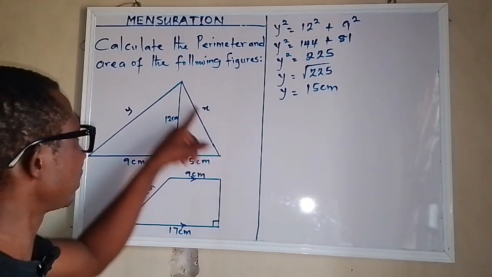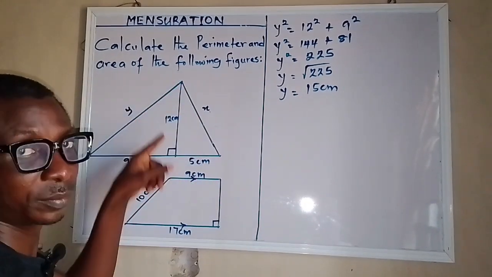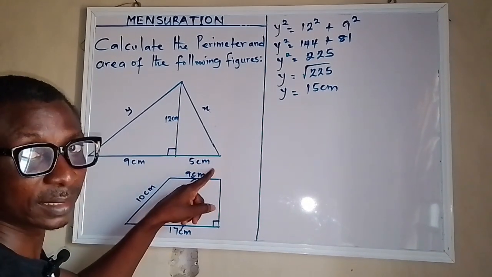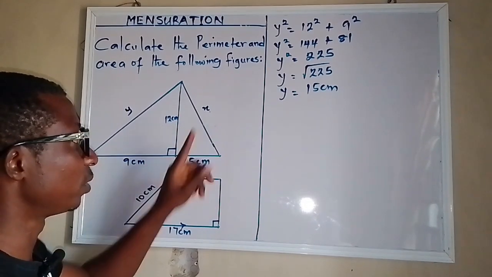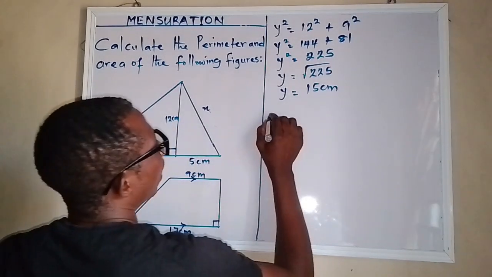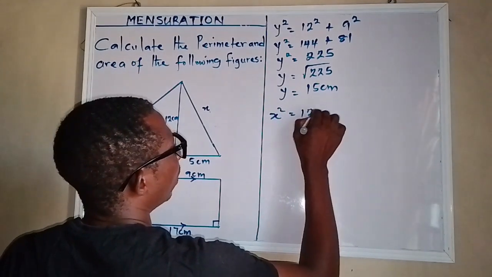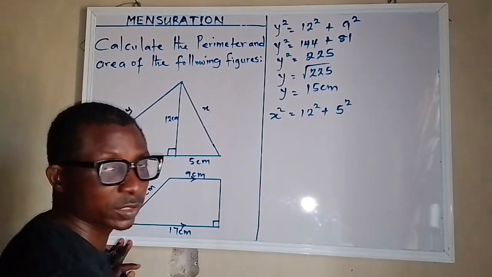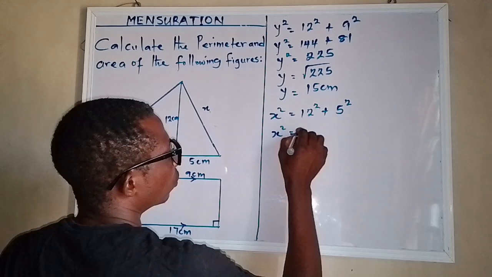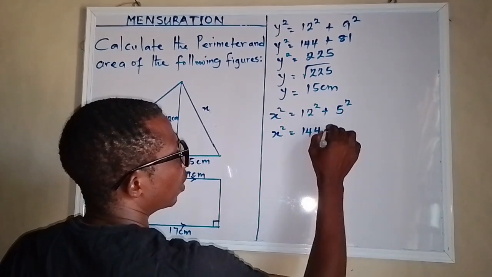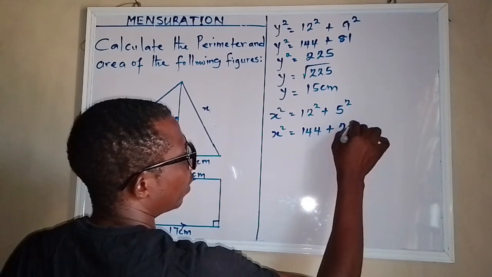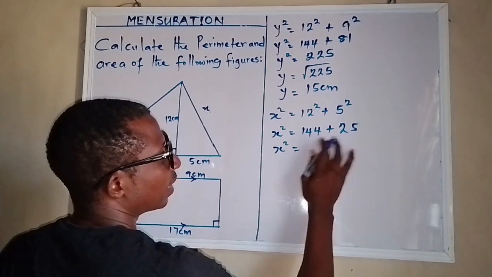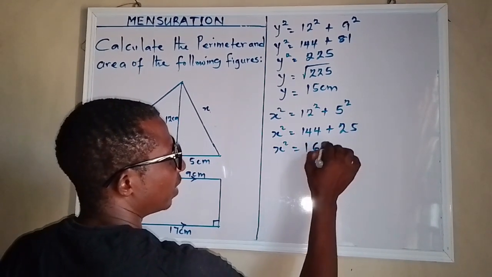Now to get side x, you consider this right angle triangle. This is the opposite, 12 centimeter, the adjacent 5 centimeter, and this is the hypotenuse. So we have x square equals 12 square plus 5 square. So x square equals 144 plus 25. When you add this and this together, you're going to have 169.